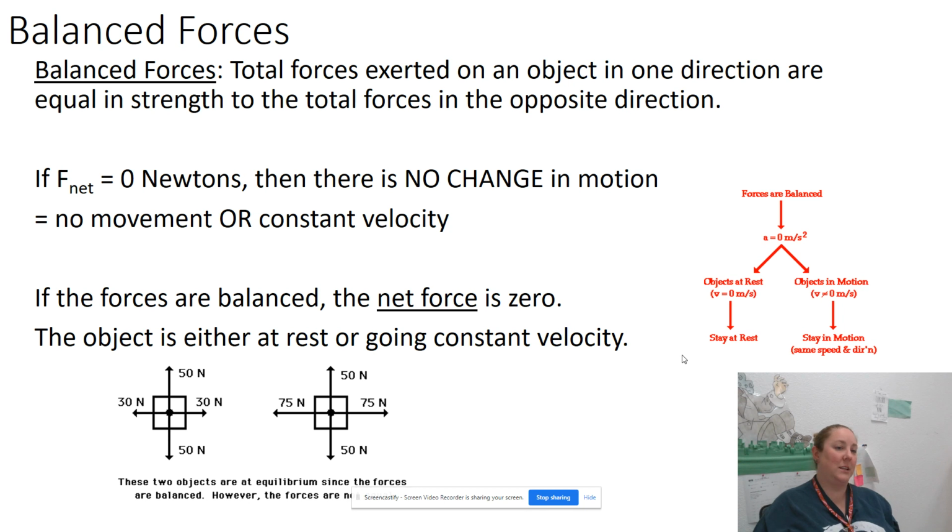Balanced forces is exactly what it sounds like. You have the total forces on one side equaling the total forces on the other side. That gives us a net force of 0 newtons, which means there's no change in motion, aka no movement or constant velocity. It depends on the initial state of your object.